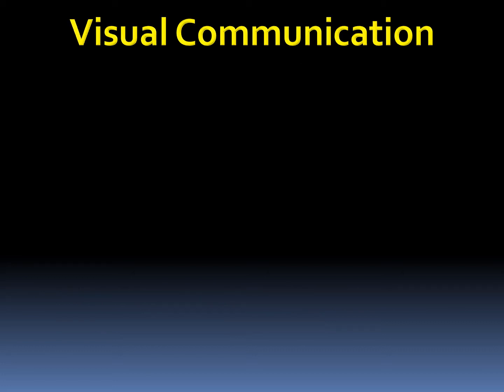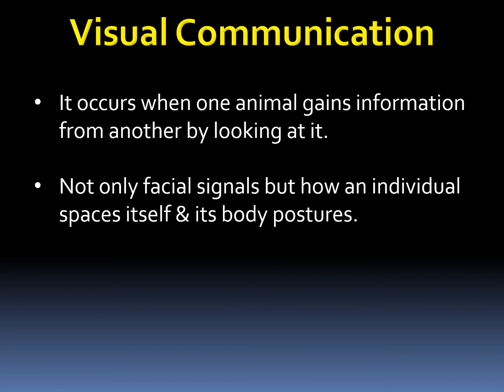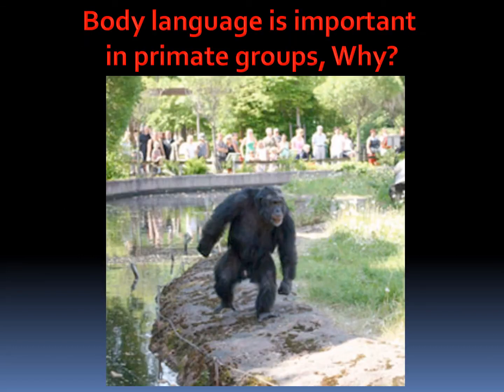Visual communication is also very important. It occurs when one animal gains information from another just by looking at it, and it not only includes facial signals, but how an individual spaces itself and its body postures in the environment. So body language is important in primate groups. Why? Well, because we are visual creatures, so that body language conveys a certain degree of message and meaning to us, whether we consciously recognize it or not.